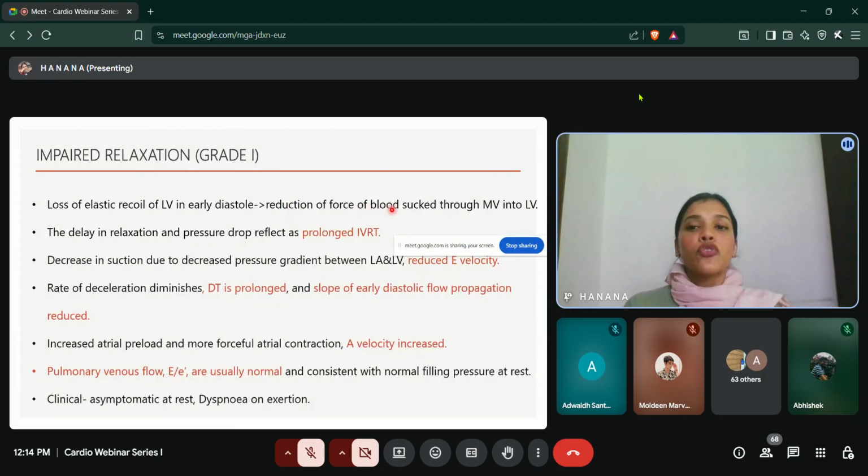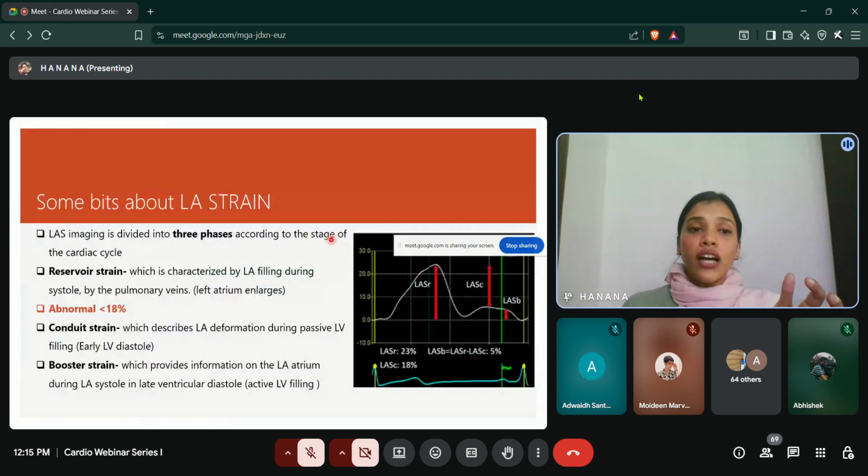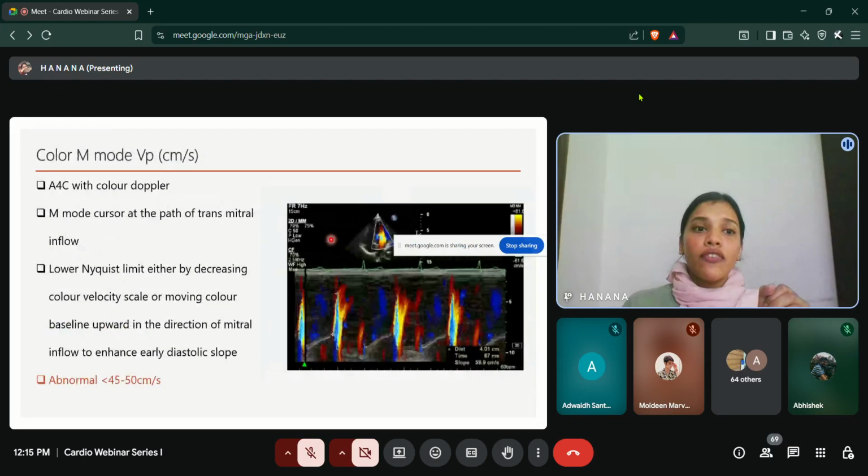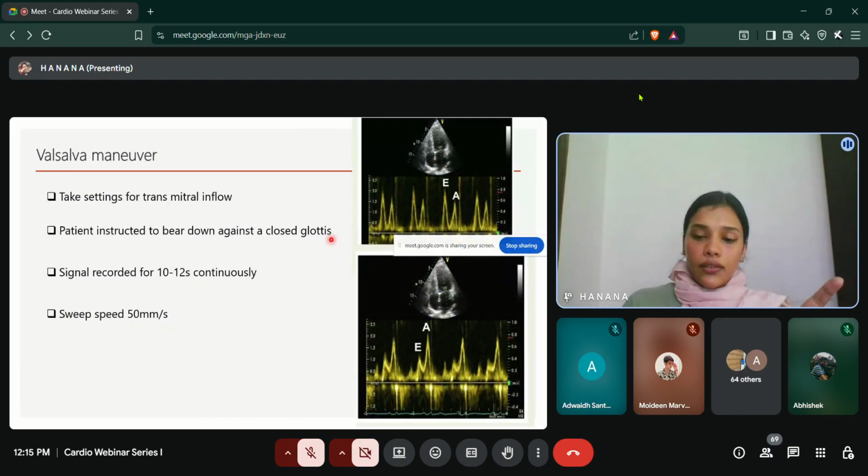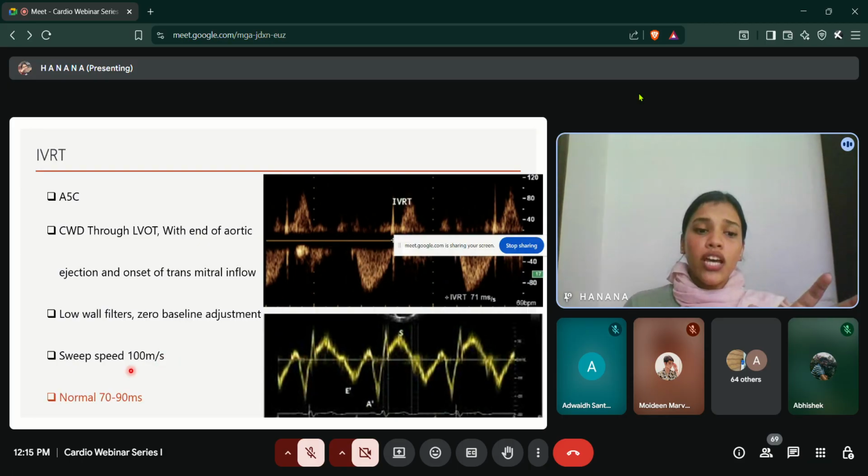But here there will be a reduction in the force of blood sucked into the LV. The LV is relaxing very slowly and the pressure is dropping very slowly. It is reflected as a prolonged IVRT. The IVRT is a little longer in this patient. Earlier we discussed the normal value of the IVRT, which is between 70 and 90. So if a patient has impaired relaxation, the IVRT value will be longer. This phase will be much longer here.